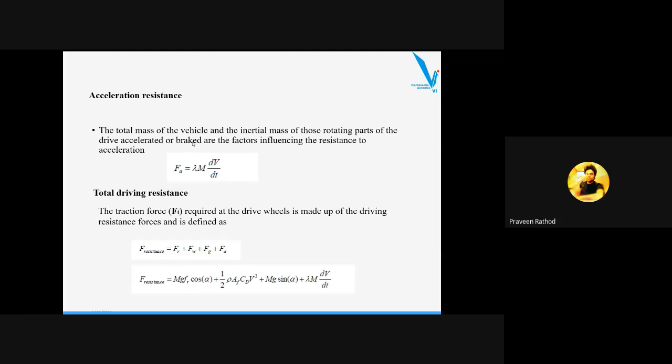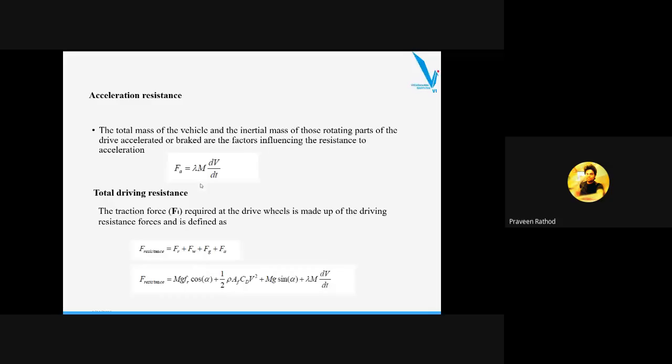Over here, the rotational component is a function of the gear ratio. As I said, delta and the moment of inertia of the rotating drive elements of the engine, like clutches, gears, drive shaft, etc., including all road wheels, are reduced to the driving axle. And this is the acceleration resistance. We call Fa the acceleration resistance, delta the rotational inertia constant, m the mass of the vehicle, and v the speed of the vehicle.